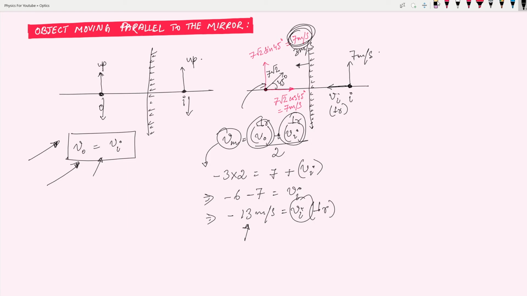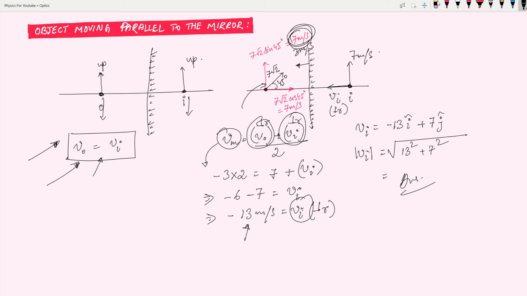Simple as that. Now, therefore, we can say that the velocity of the image totally is minus 13 in the I direction. Okay. So I direction is minus 13 plus 7 J direction or Y direction. Now, if you want to find out the magnitude of Vi, then it's very simple. It will be the square root of 13 square plus 7 square, and you just solve it and you will get the answer. Simple as that. Okay. I hope the concept is clear.